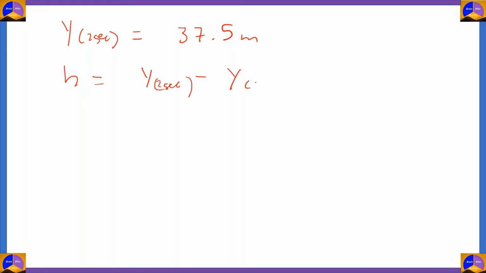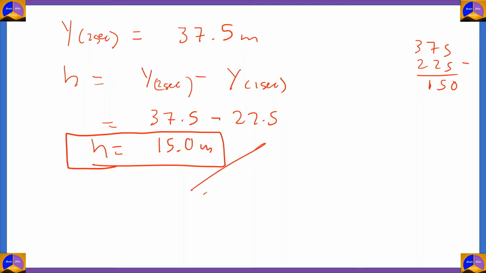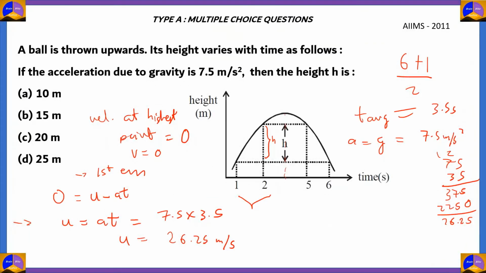minus y at t equal to 1 second. So therefore, it'll be 37.5 minus 22.5. Just do simple subtraction. 375 minus 225. 5 minus 5 is 0. 7 minus 2 is 5. 3 minus 2 is 1. So we get the value as 15.0 meters. So the height is 15 meters. And which of these options gives you 15 meters? Option B. So the right answer is option B.